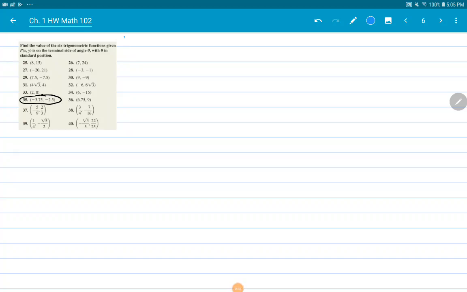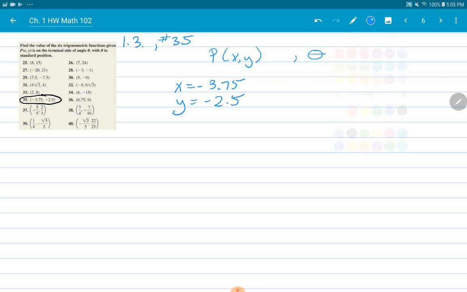In this problem from section 1.3, number 35, we were asked to find the value of the six trig functions using the point (x, y) on the terminal side of the angle theta that's in standard position. So our point is x is negative 3.75 and y is negative 2.5. Again, this isn't necessary to solve the problem, but just to get a visual and understanding of what's going on here, I want to draw a picture. So I have negative 3.75, negative 2.5, so maybe about like here.